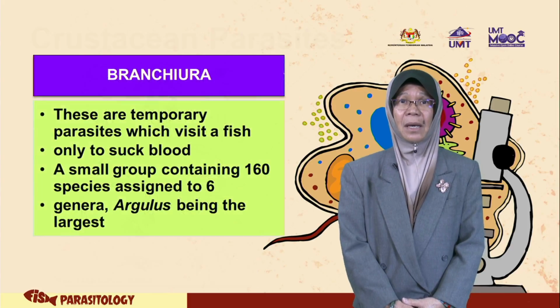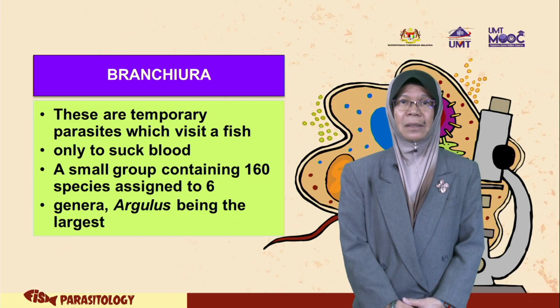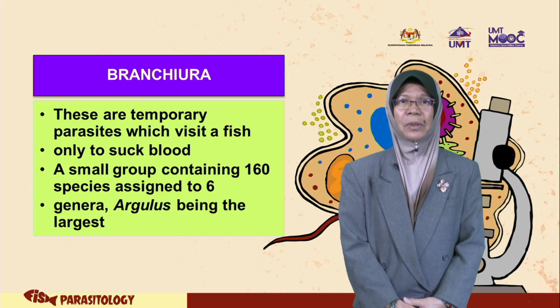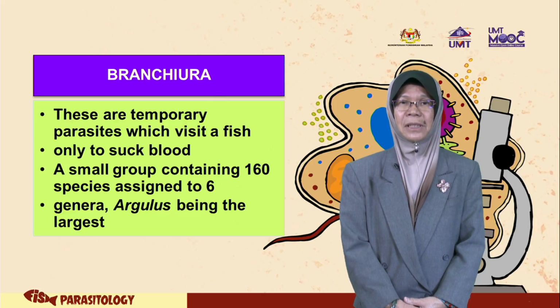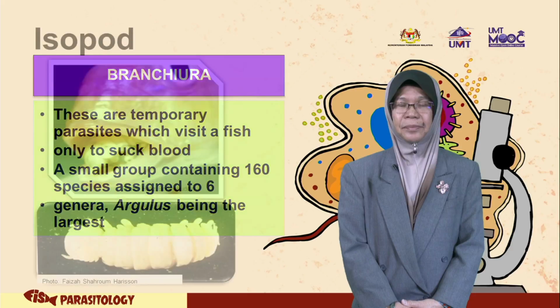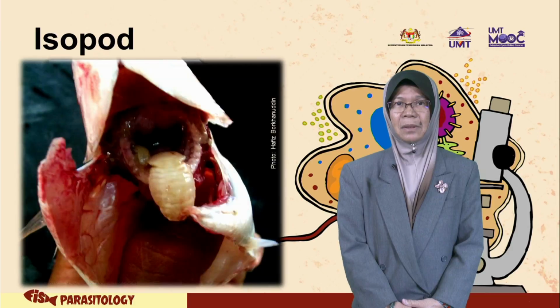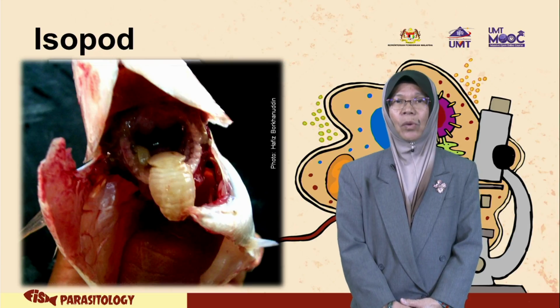Branchiura are temporary parasites which visit a fish only to suck its blood. It is a small group containing about 160 species assigned to 6 genera, Argulus being the largest. Isopoda are the large crustaceans, normally parasitic in marine fish. Cymothoidea are blood feeders and are found in the buccal cavity or gill chamber of the host.